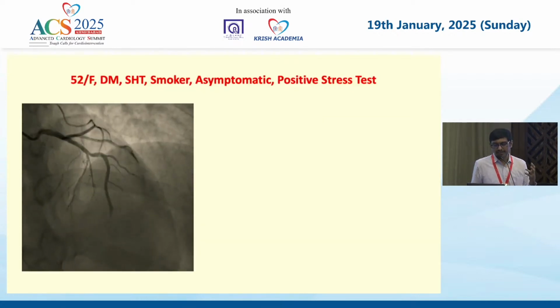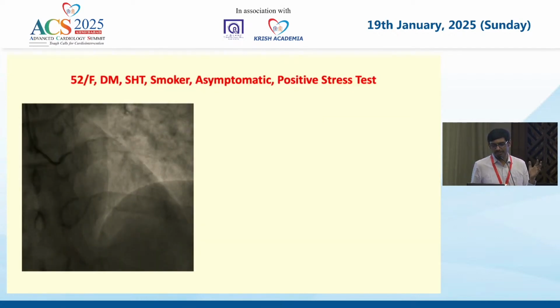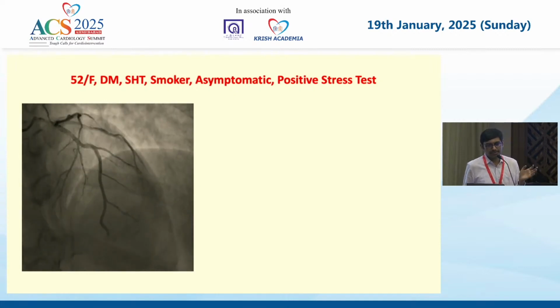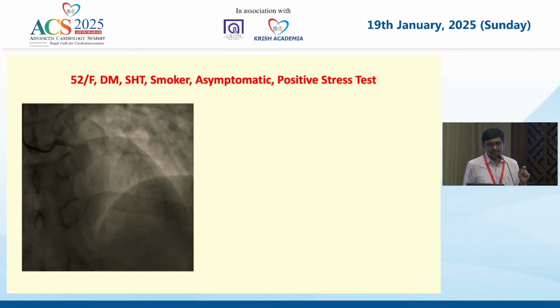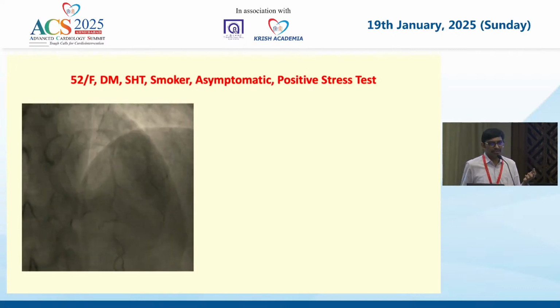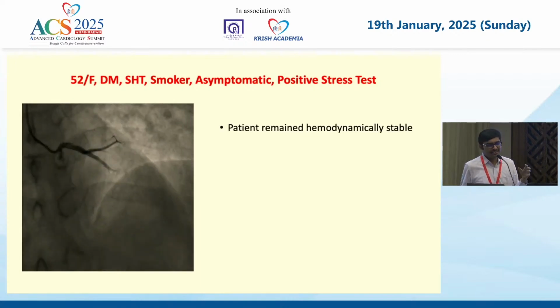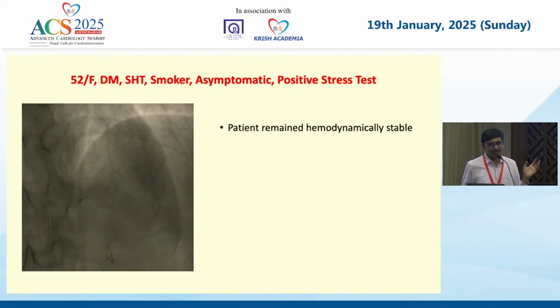And this is an interesting patient: 42, female, diabetes, hypertension, smoker for a female, and asymptomatic, and had a positive stress test. So she came for a diagnostic angiogram, positive stress test. This is the first injection. What do you think has happened to your left main? Any guess? And this is what happened after the first injection. They stopped injecting and the patient remained hemodynamically stable.